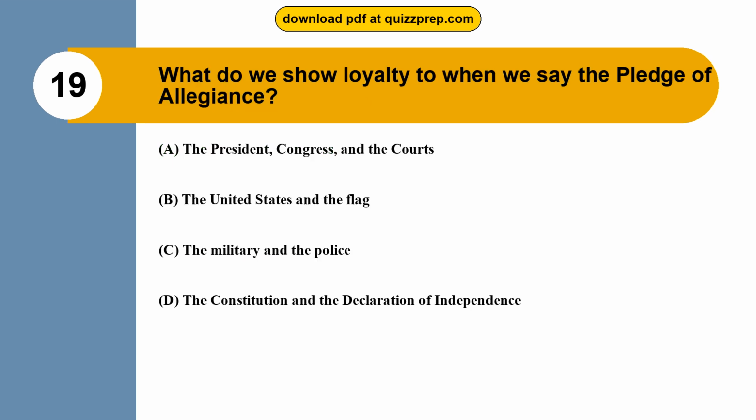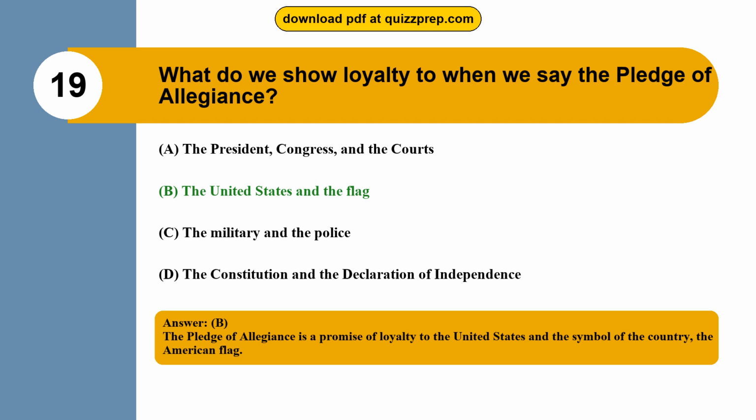Question 19. What do we show loyalty to when we say the Pledge of Allegiance? Option A, the President, Congress, and the courts. Option B, the United States and the flag. Option C, the military and the police. Option D, the Constitution and the Declaration of Independence. The correct answer is option B, the United States and the flag.